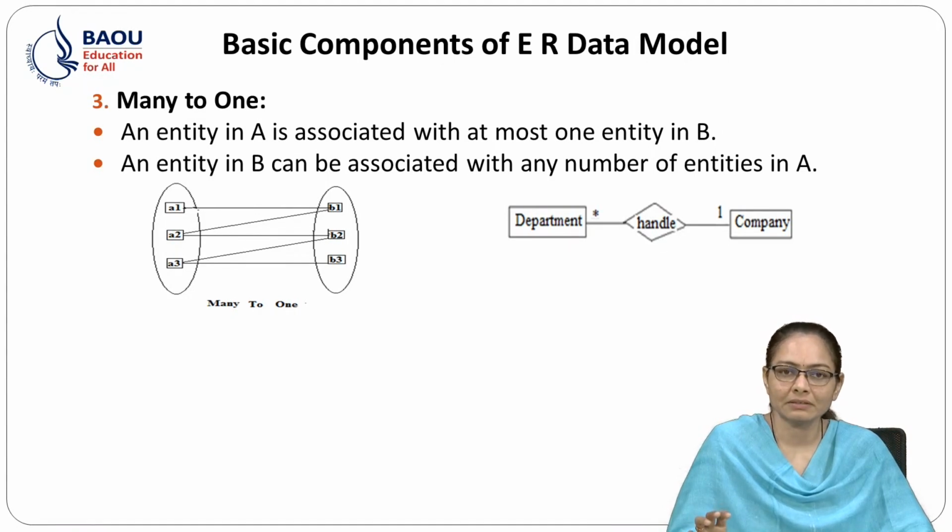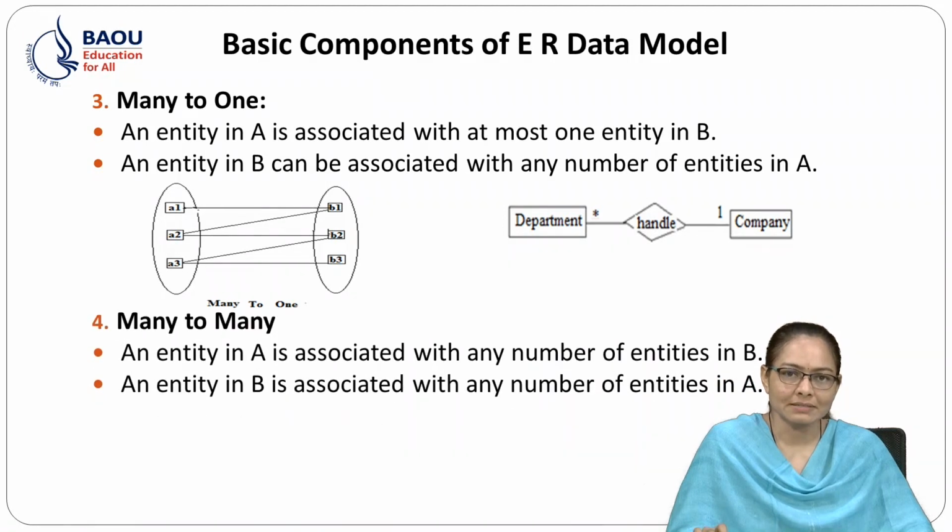See in the figure, one is described by one and many is described by the star. So, star describes many. So, it is a many to one relationship.